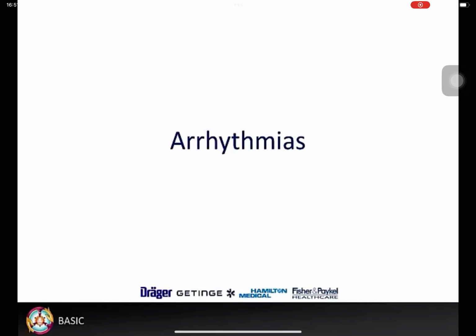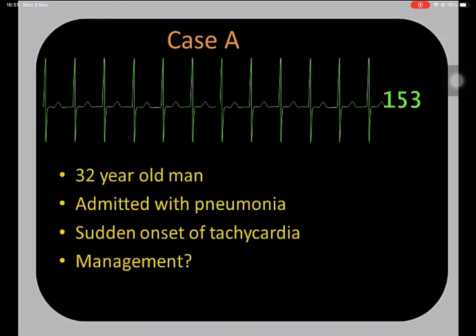Arrhythmias. In this lecture, I'm going to go through a series of cases to illustrate the management of arrhythmias in the critically ill. The first case is a 32-year-old man who's been admitted with pneumonia, who suddenly develops a tachycardia. How should this be managed?